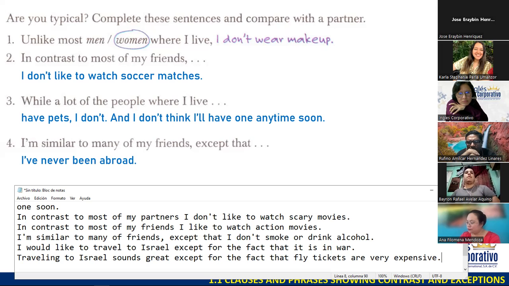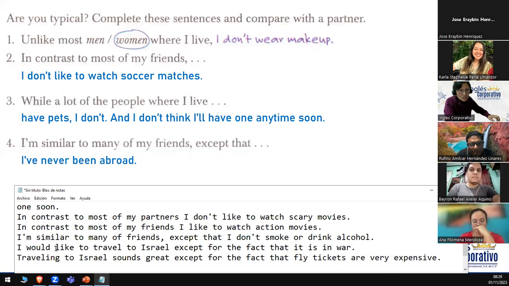It makes sense for me, teacher. Yeah, it sounds better. But I would like to use your sentence too. I would like to travel to Israel. I would love to travel to Israel. Okay. I would say something like this. Quiero usar la oración que usted armó porque me parece que podemos usarla.